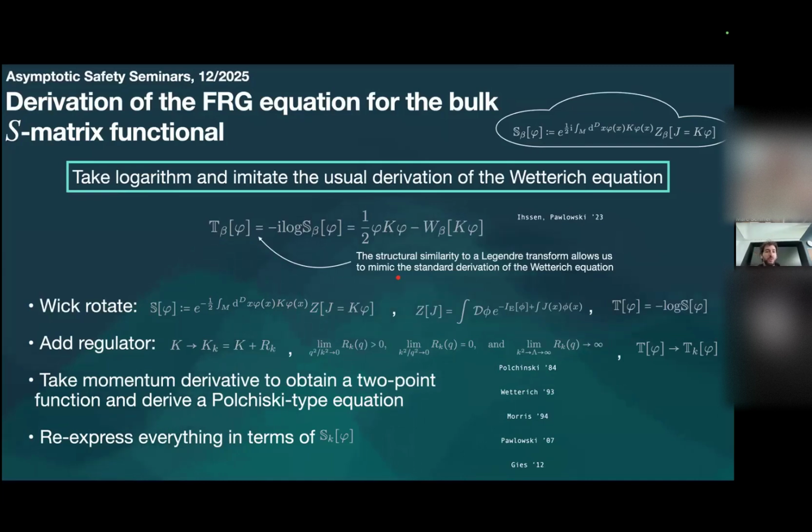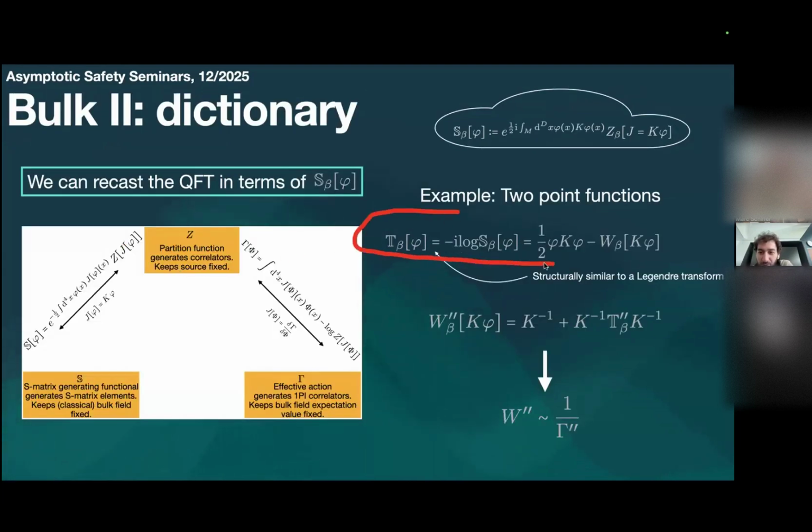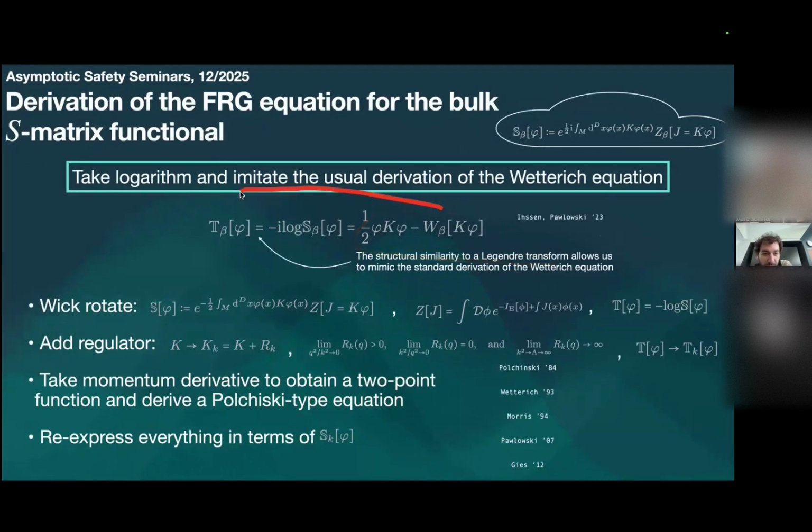Okay, so now we took this bulk functional and we derived an FRG flow equation for it. In our derivation, actually this t, this is also why I wanted to introduce this t. This t was very crucial because it's actually easier to derive first an FRG equation for t. The reason for this is this equality that I just flashed before, which is actually structurally similar to a Legendre transform. This means that t is very closely related to the effective action.